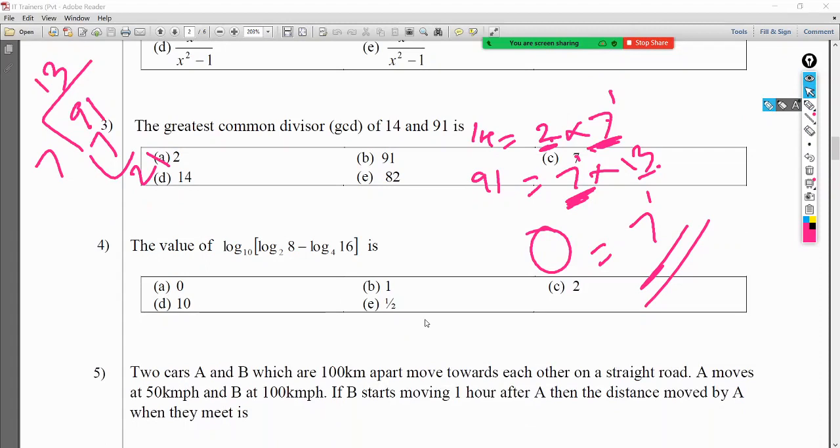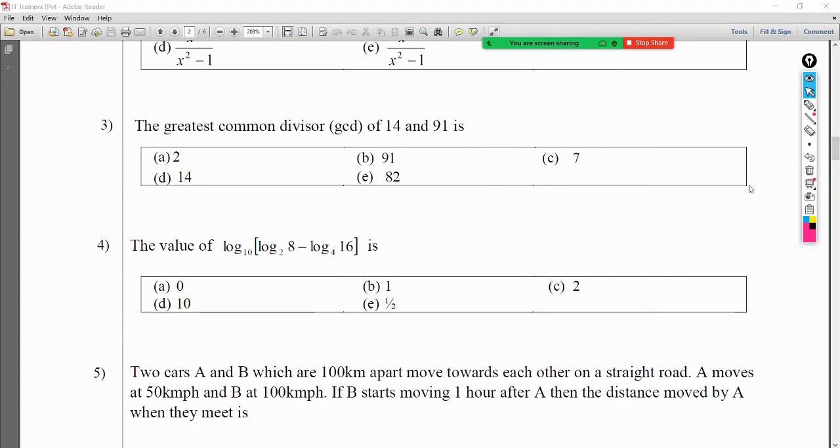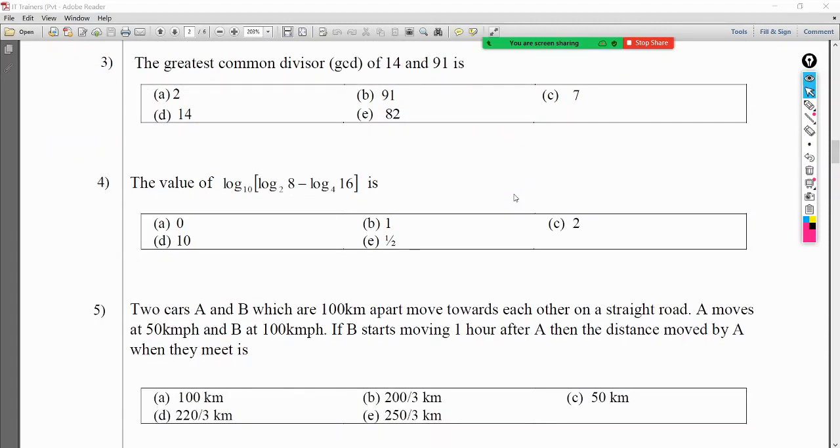Right, third one. Fourth one. The value of log 10, log 2 8 minus log 4 16. Now these are of different bases. When we have numbers of different bases, we can't apply those rules. Remember, subtraction is division, addition is multiplication rules are there, but we can't apply them when they have different bases.